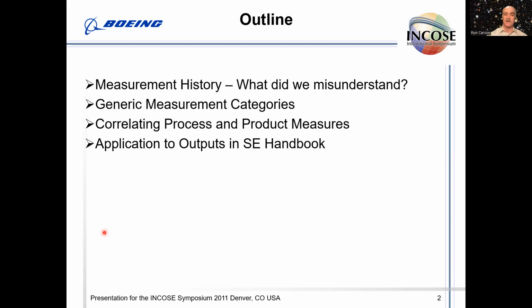The written paper has the details of all the application to the outputs that we analyzed in the System Engineering Handbook. I will show that at the end of this lecture what the specific appendix looked like in the written paper, so you can see what the various tables are for those technical processes.